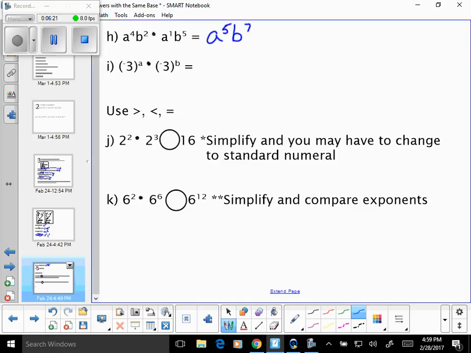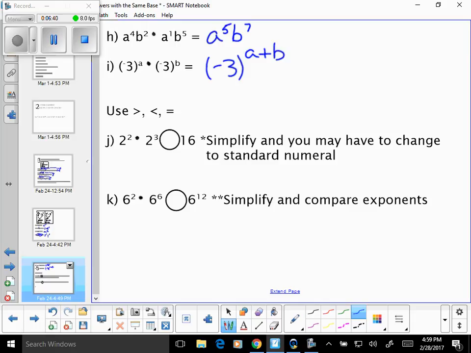What happens if my exponent is a variable? We actually do the same thing. We're going to have the base, but we add the exponents. The only thing we can do here, though, is say A plus B.